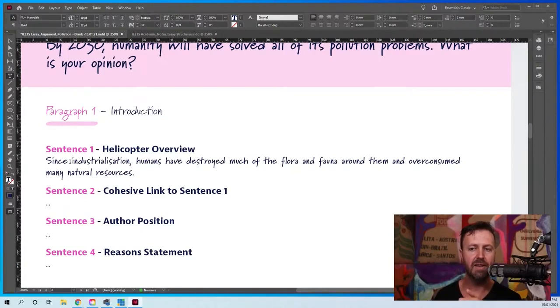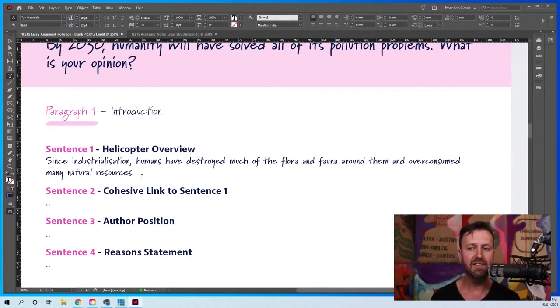Whenever we're writing academically, the word since goes very well with the grammar present perfect. Those of you who are familiar with present perfect, it's things like have done, have been, have destroyed, have given, so have plus a past participle. And so we can't really say since industrialization humans are, or humans destroy. So we need to make sure that we've got the grammar correct there.